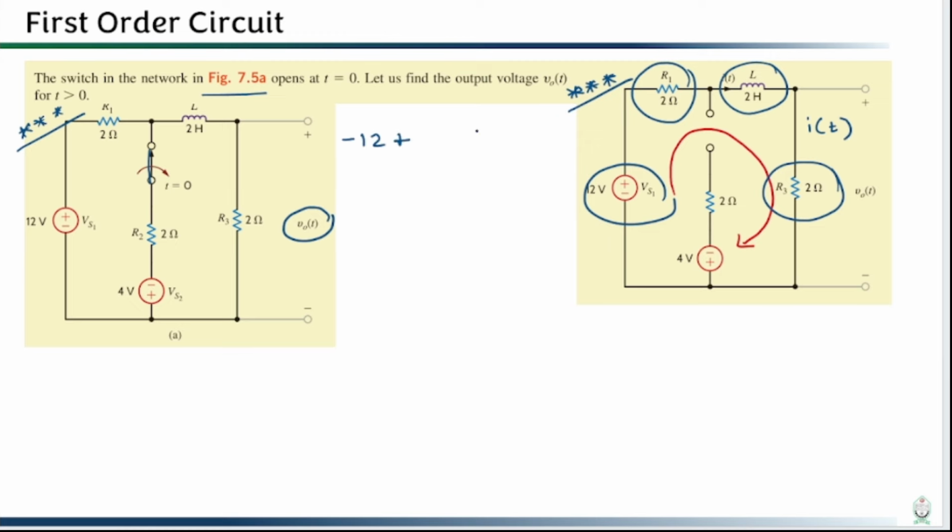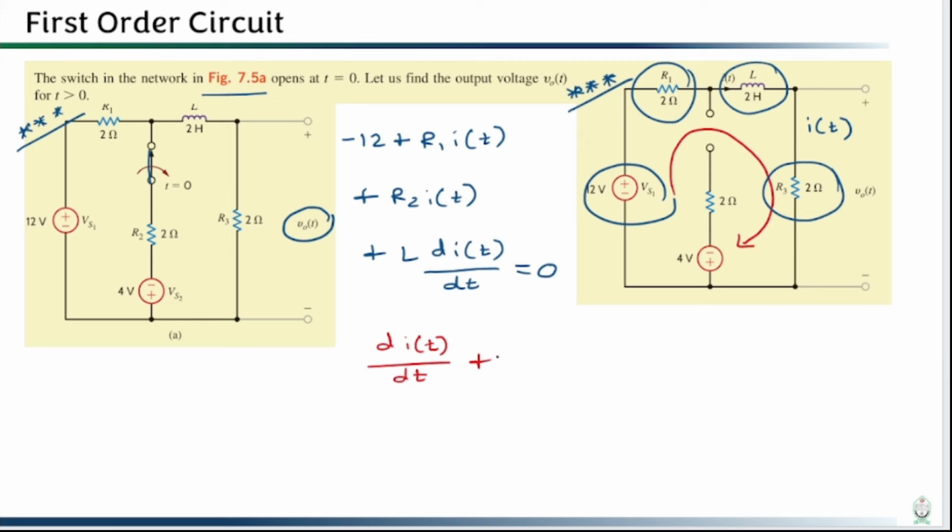Applying KVL in this loop results in minus 12 plus R1 i(t) plus R2 i(t) plus L di(t)/dt equals 0. If we set all the values of R1, R2, and L into this equation, we will have a polished version of the differential equation for the problem. That will be di(t)/dt plus 2i(t) equals 6. So we have come up with a differential equation where the key calculation will be made. If we have the value of i(t), we can easily calculate v naught(t), because v naught(t) will be i(t) times R.